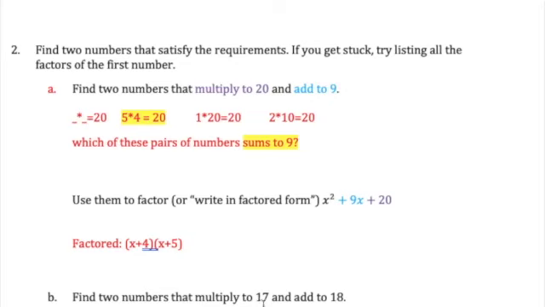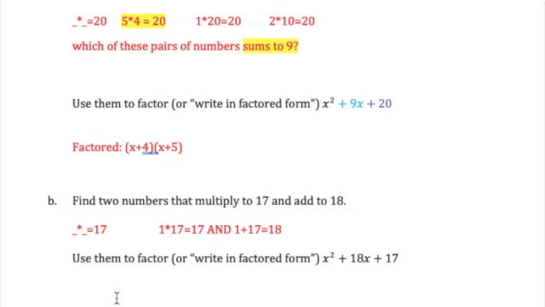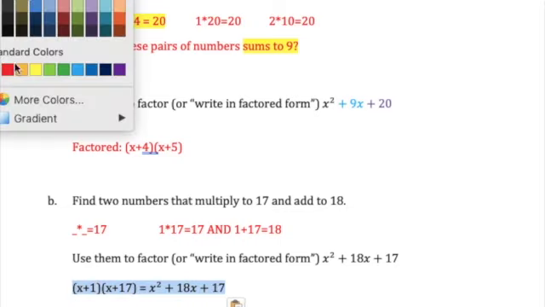So they're only one different. That kind of clues me in right there that I'm dealing with a 1. So that means my factored form is going to be x plus 1 times x plus 17. And that would get me x squared plus 18x plus 17, because our goal is really to be writing something that looks like this in factored form.